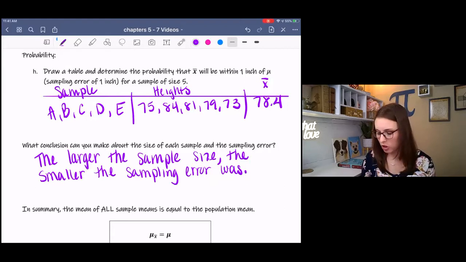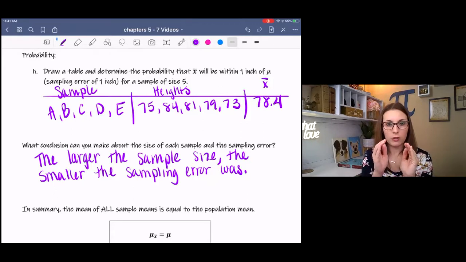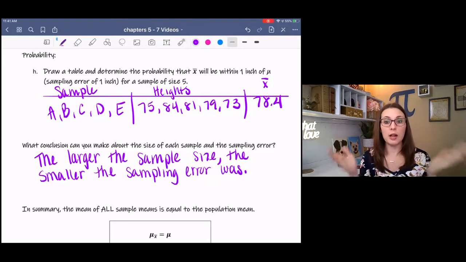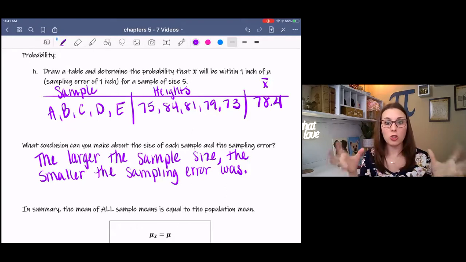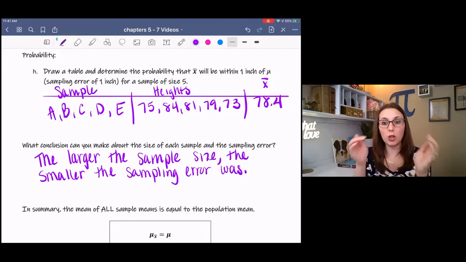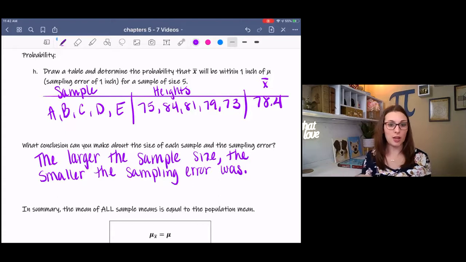So if you can just envision in your mind this range of 1 inch of error. In our first example, only 2 of the sample means were within that 1 inch. In our next example, 5 of the sample means are now within the 1 inch. And in the sample size of 4, now 60% of them were within the 1 inch. So more and more of our sample means are getting closer to the population mean as our sample sizes get larger.